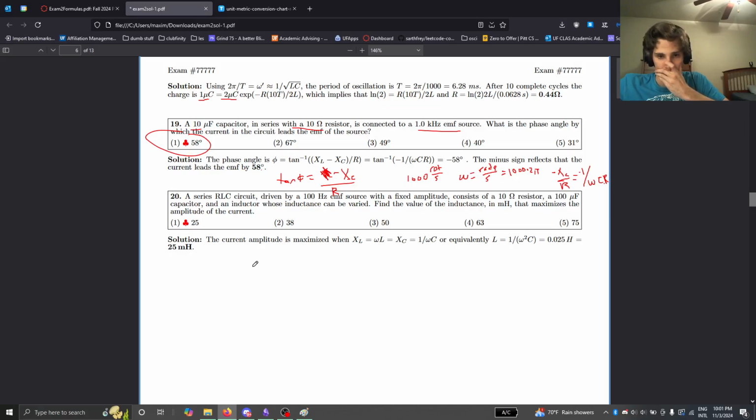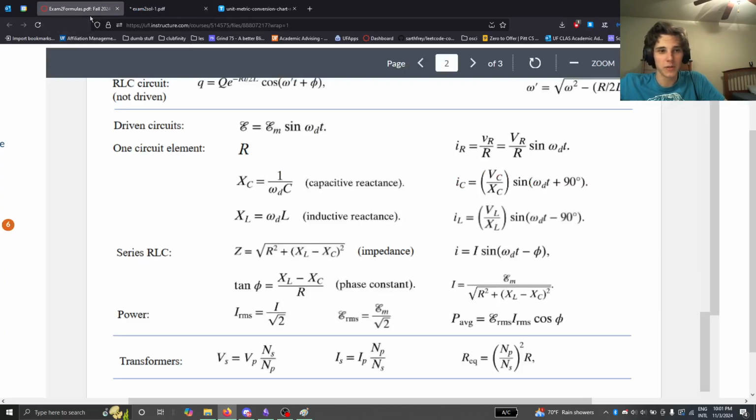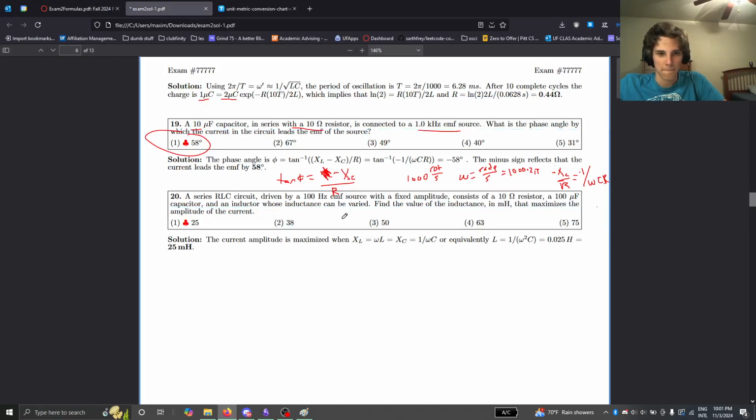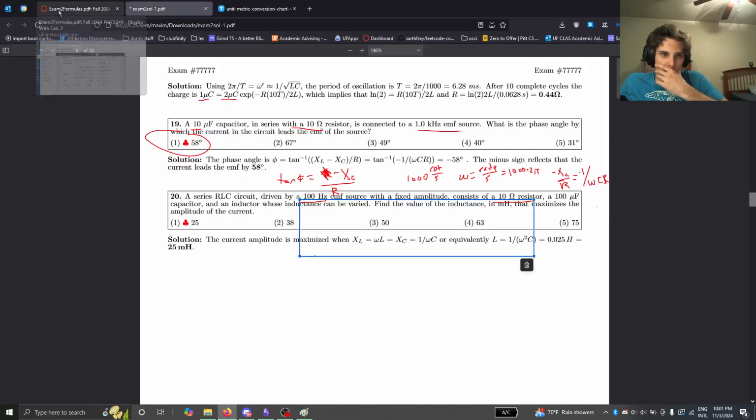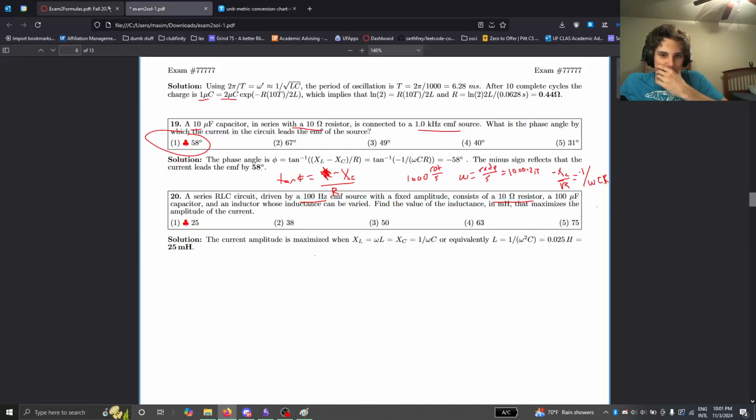And then the value of the inductance that maximizes the amplitude of the current given an RLC circuit. If there's a question like this, think resonance. You have a source with an amplitude, you have a resistor, you have a capacitor, you have some mystery inductor. It may be a mystery capacitor as well, as it was in the Spring 23 exam.